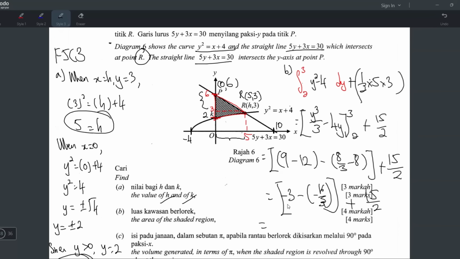So let me press again. 7 over 3 plus 15 over 2. Okay, 59 over 6. Okay, this is now correct. So 59 over 6 unit square because it's area.